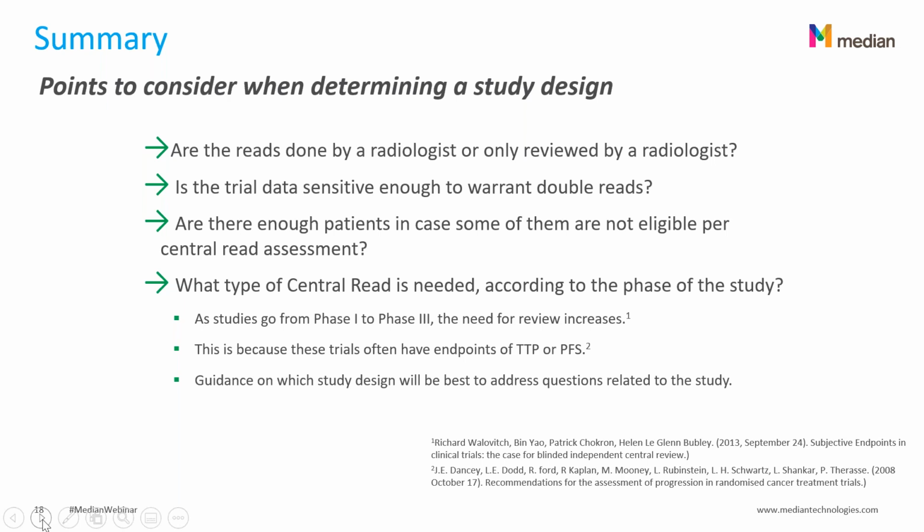Another option to consider would be, are there enough patients in case some of them are not eligible for the central read assessment? Oftentimes enrollment is just expected to occur for the first 6 months or possibly even a year. But if the patient enrollment population is not big enough, and at times subjects become screen failed or ineligible, this could cause enrollment to continue past 1 year and make it extremely slow for most of the study.